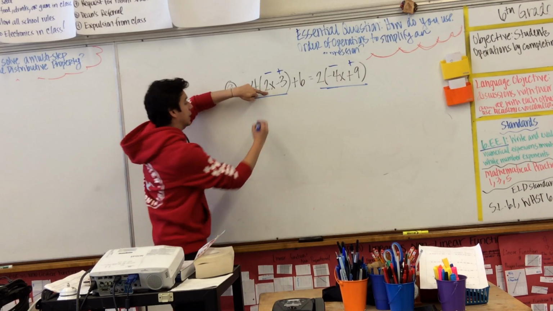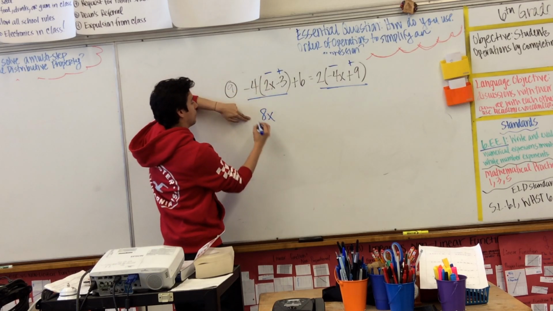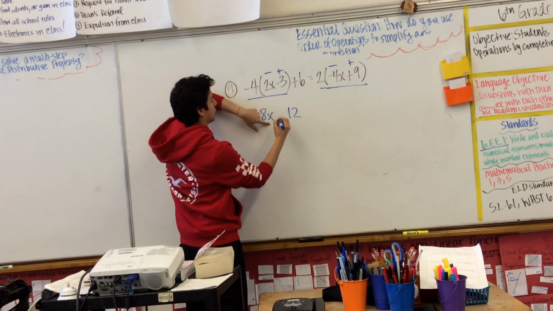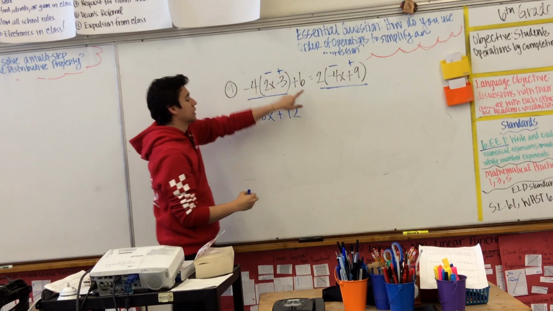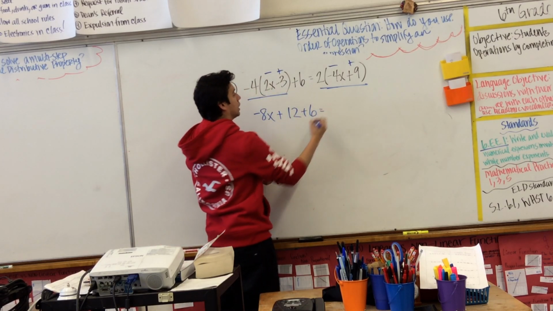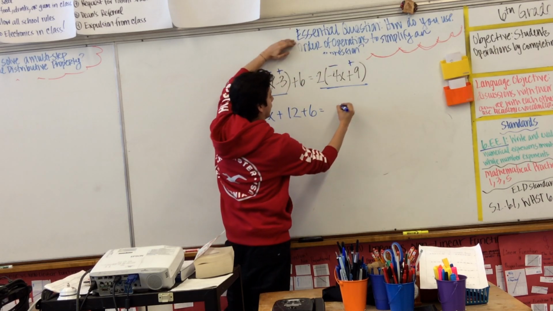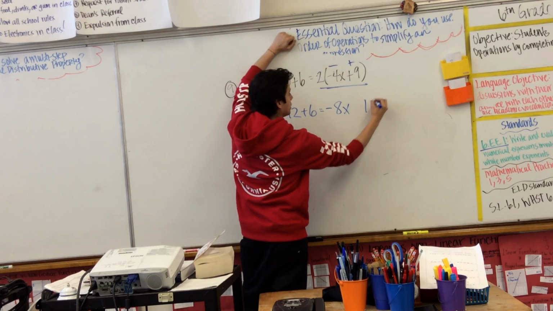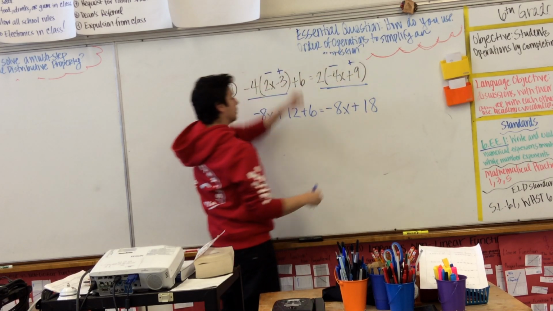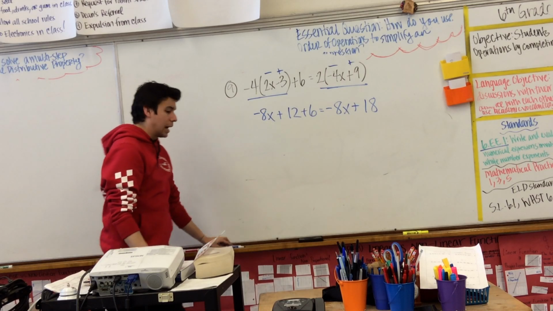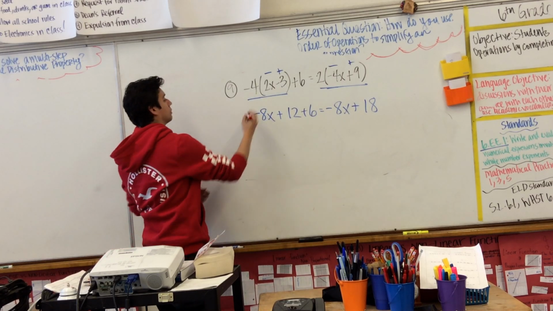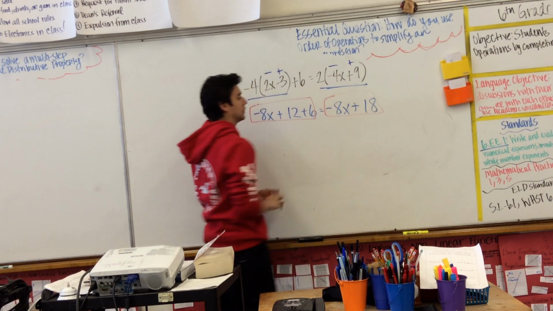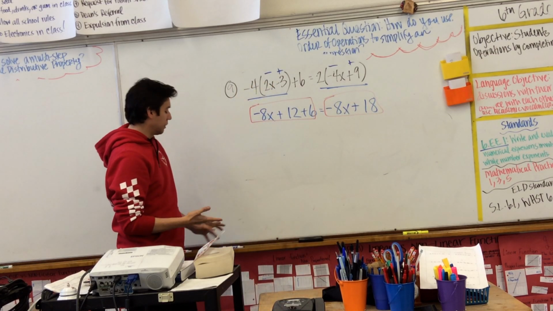4 times 2 is 8x, but drop the minus. 4 times 3 is 12. Drop the plus. And you didn't touch this plus 6, so I'm going to drop it. Equals 2 times 4 is 8x. Drop the minus. 2 times 9 is 18. Drop the plus. You see that? I like doing my rectangle step. If you don't like doing this rectangle step because I already know what to do, then fine. Leave it like that.